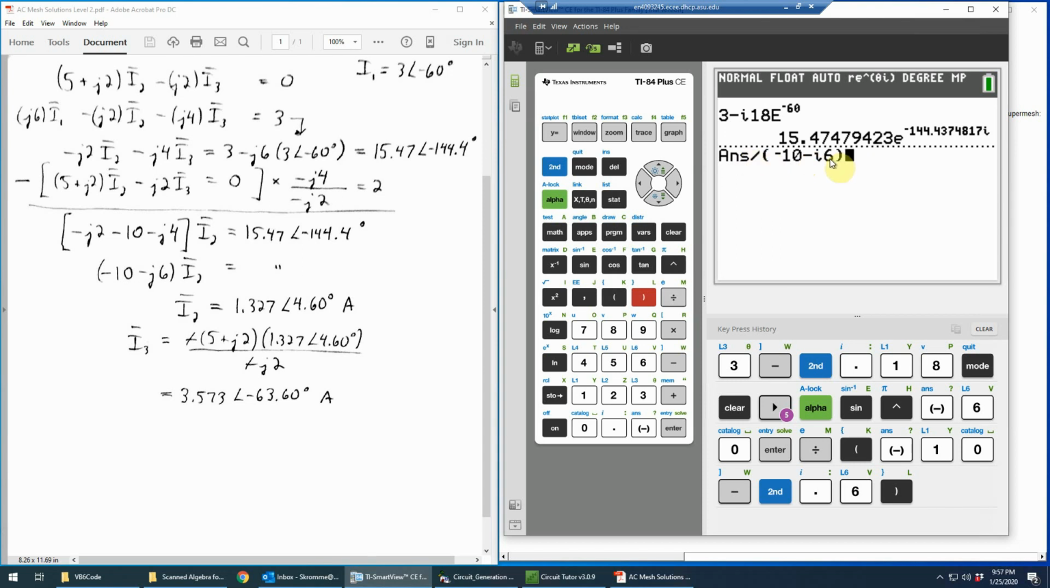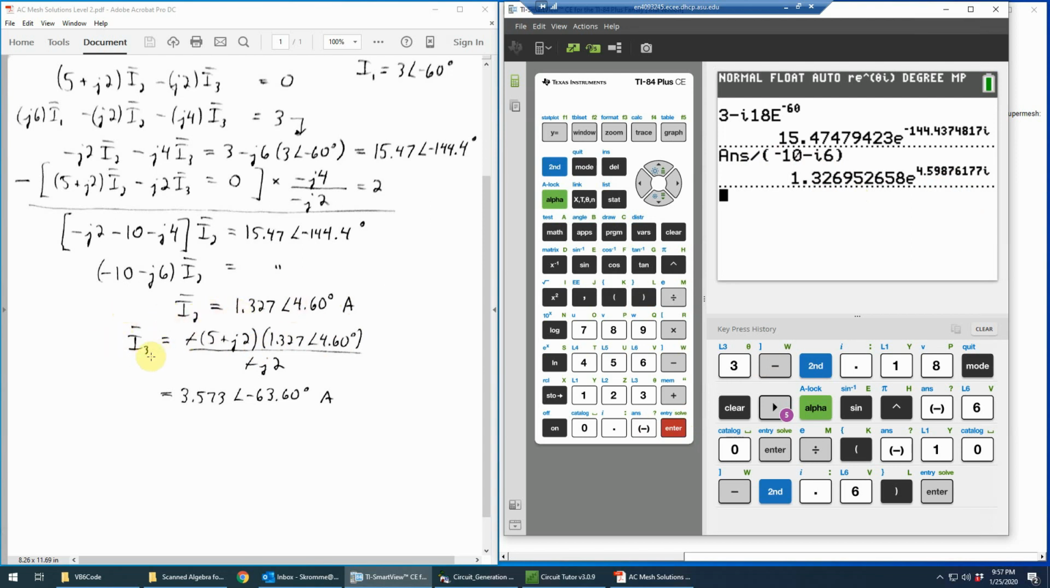So just press enter there, and that will give me the value of I2 bar, which is 1.327 to 4 significant digits, again, for accuracy. Angle 4.60 degrees is probably enough, since that's a very small angle. And then I take that result, and now I need to solve for I3.